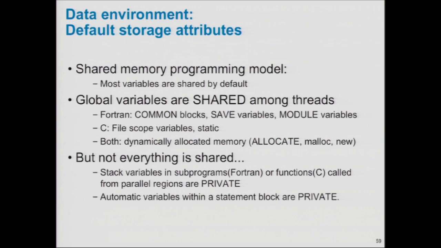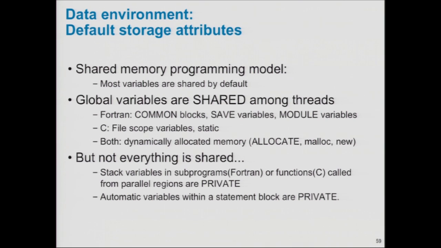In Fortran, your common blocks are shared, save variables are shared, your module variables are shared. In C, any file scope variables are shared, static variables are shared, and all dynamically allocated memory. So if you use malloc or new or allocate, that memory is shared. All of the threads can get at it, and you have a pointer to that memory. You can just go and modify it in a shared way.